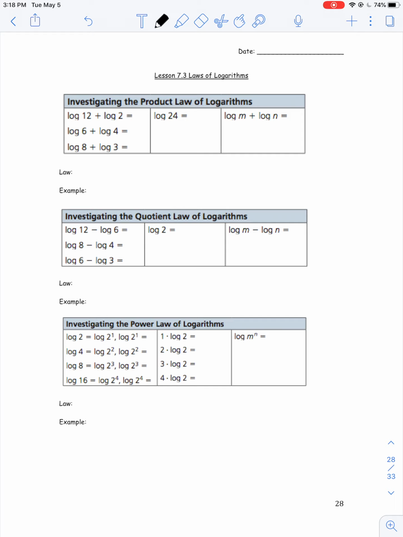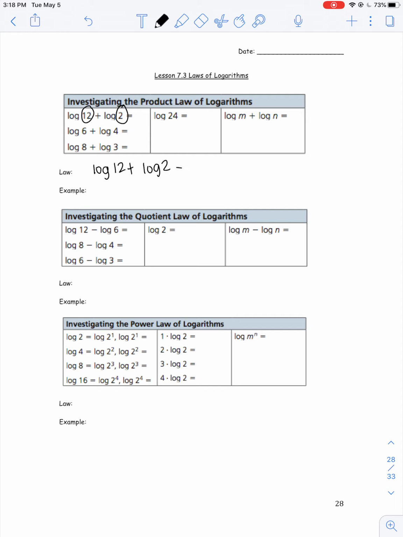Lesson 7.3 is about laws of logs. What you want to realize is that there are three laws. There's the product law. The product law states that whenever you see addition between two logs, you can actually multiply the numbers that follow the log.